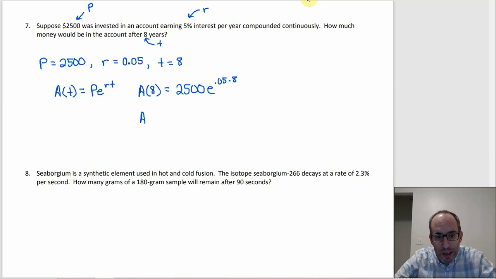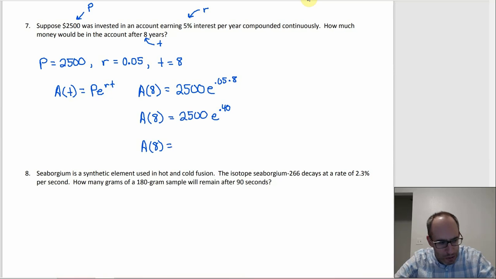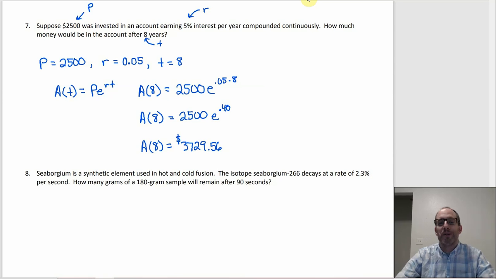So you'd have that A of 8 is going to be 2,500 times e to the 0.4 or 0.40. And then using your calculator, what you end up with is that A of 8 is going to be equal to 3729.56. So I guess $3,729.56.